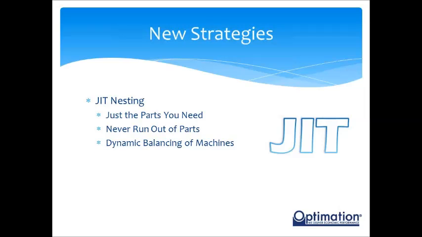Dynamically balancing machines is also a product of JIT nesting because, again, we're waiting till demands occur, and the machines all get the amount of work that they can handle.